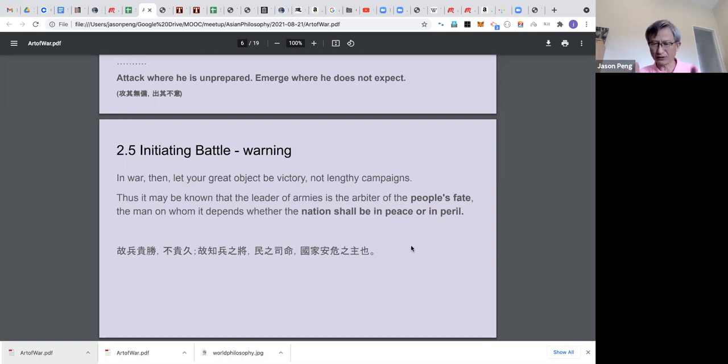So it gives a warning sign to the commander, the chief, the commander in chief. So it's a warning. Your goal is winning. Don't take too long. And that people's fate and the nation's peace and danger all depend on you. So that's a warning sign.